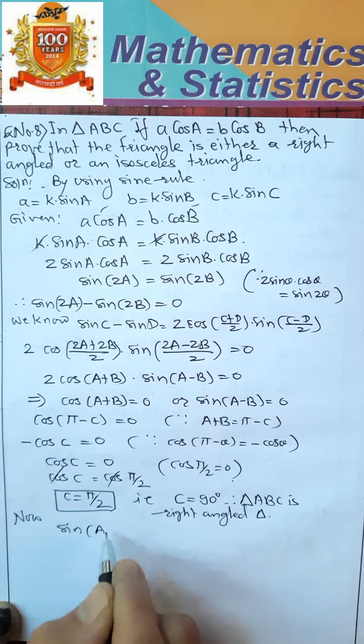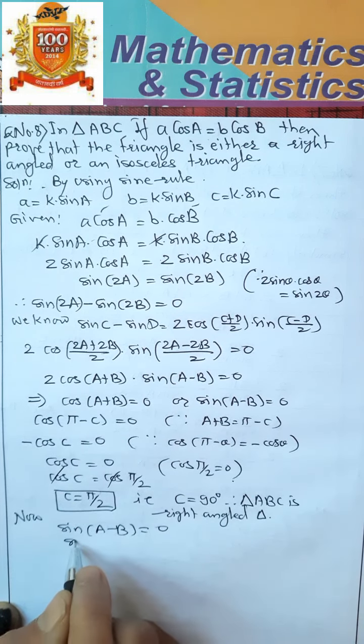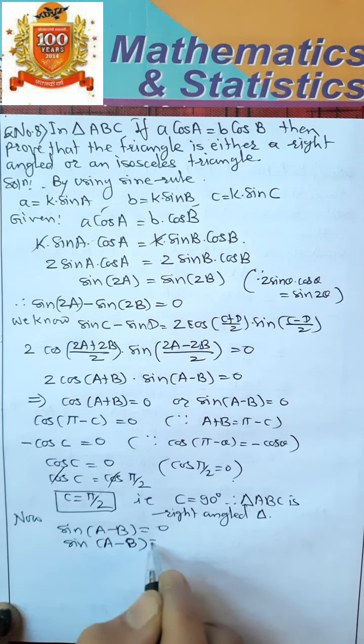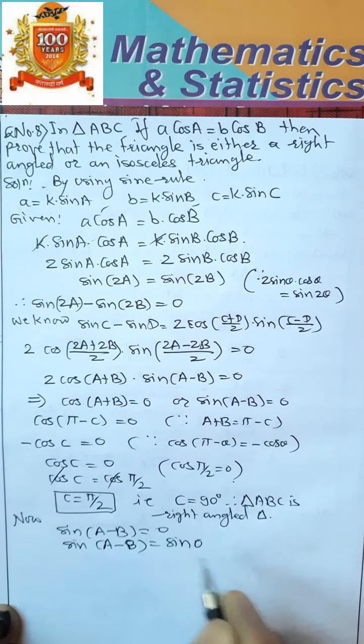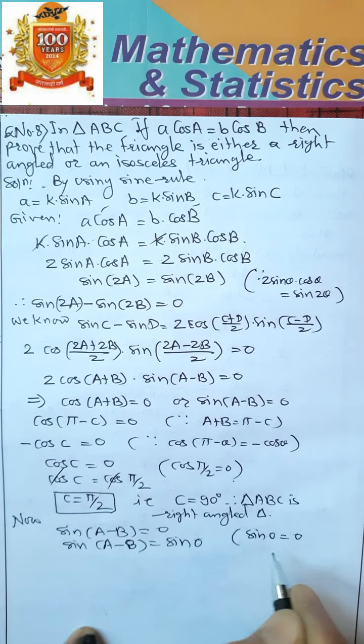Now, sin (A minus B) is equal to 0. Sin (A minus B) is equal to sin 0, since sin 0 is equal to 0.